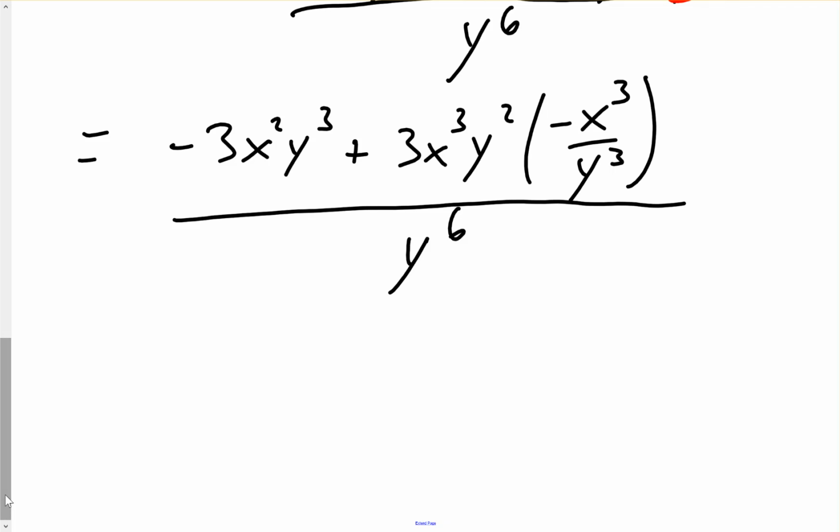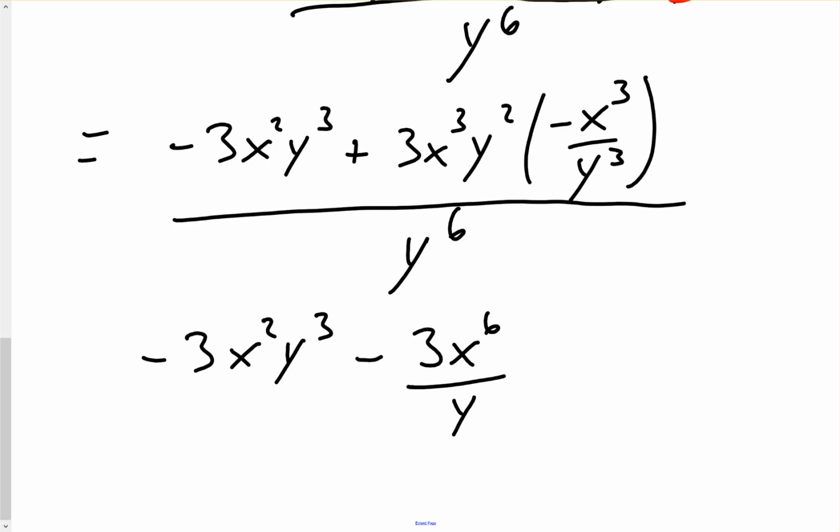Okay, so to simplify it a little bit, we could have negative 3x squared y cubed plus, well, actually do minus because this is a negative times a positive, so put minus 3, and then x cubed times x cubed is x to the 6th, and then the y squared and the y cubed on the bottom, that would leave us with a y on the bottom, and we have it over y to the 6th.